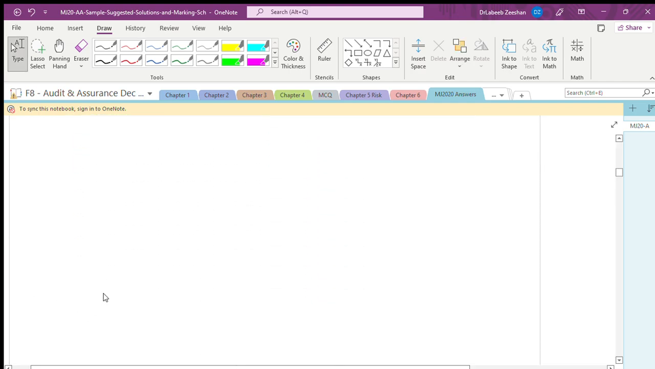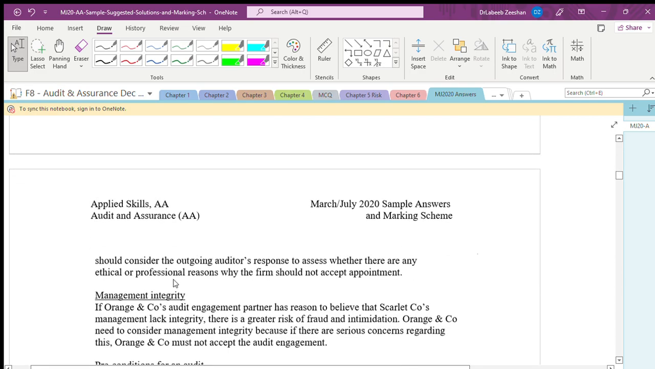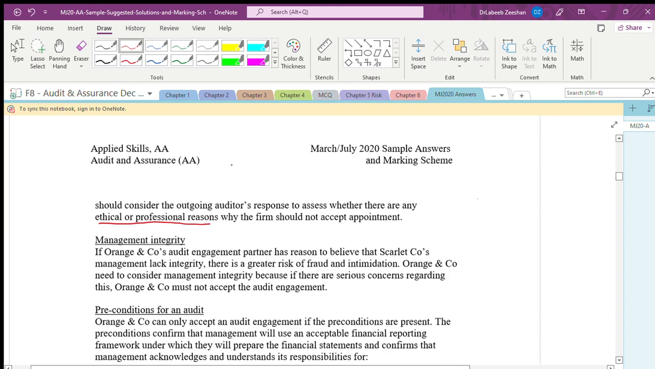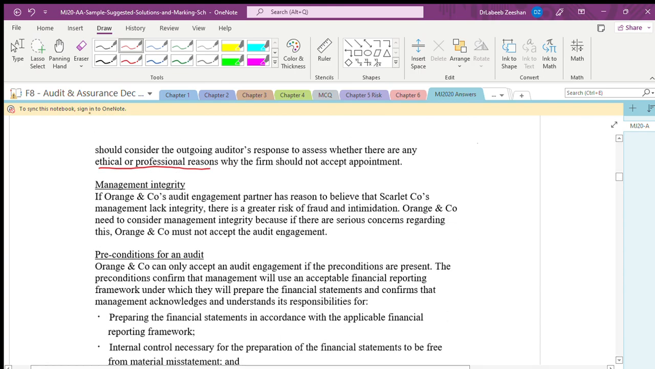What they have to do? The auditor should consider the outgoing auditor's response to assess whether there are any ethical or professional issues. They have to take any ethical or professional reasons why the firm should not accept the appointment as such. Means this is the most important thing. If there are any ethical or professional issues, then definitely the incoming new auditor should not accept the appointment. Fine. Next one. This is the first one.